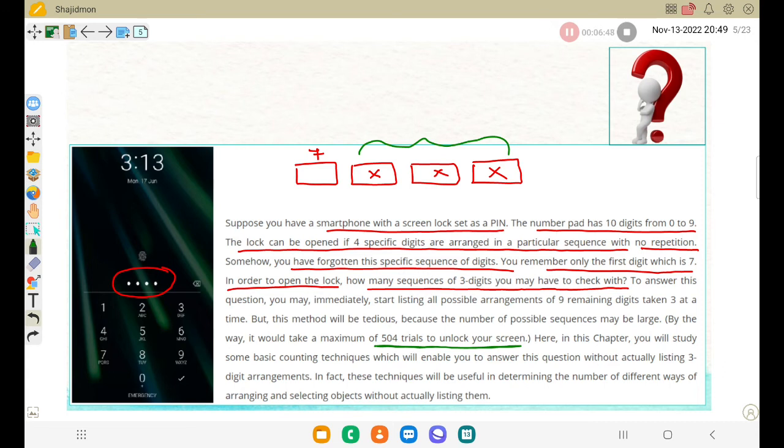So we need to know how many options are available for unlocking the screen. How do we answer such practical questions? What are the numbers for unlocking this mobile phone, and how many options are we getting? These are all things we can discuss in this module. I hope you understood the outline of this module.